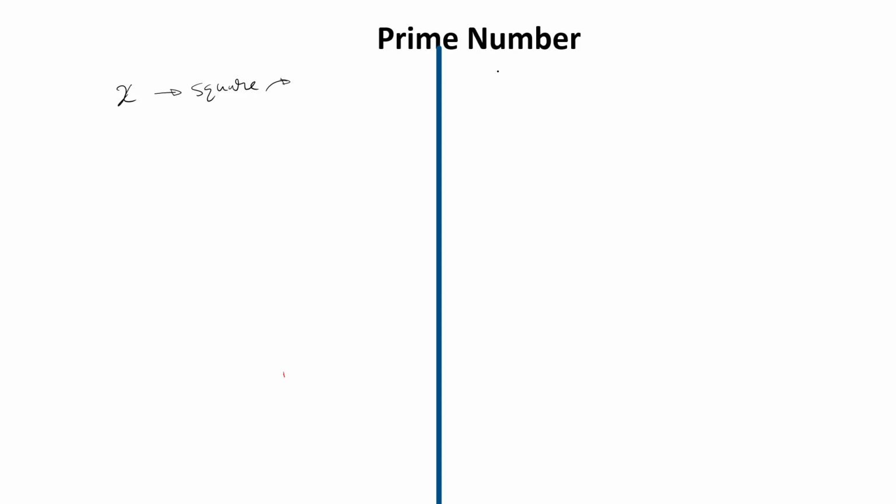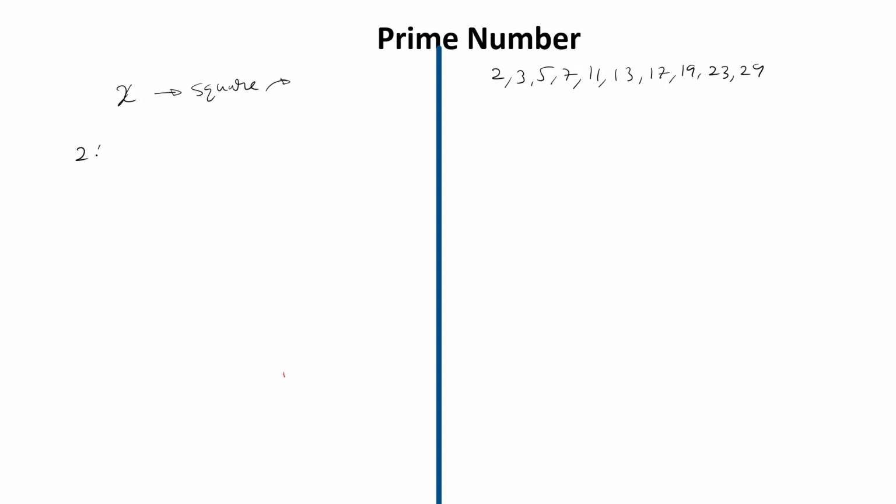So we will write the prime numbers up to 30. 2 is a prime number, 1 is not a prime number, then 2, 3, 5, 7, 11, 13, 17, 19, 23, 29. So up to 30 here.